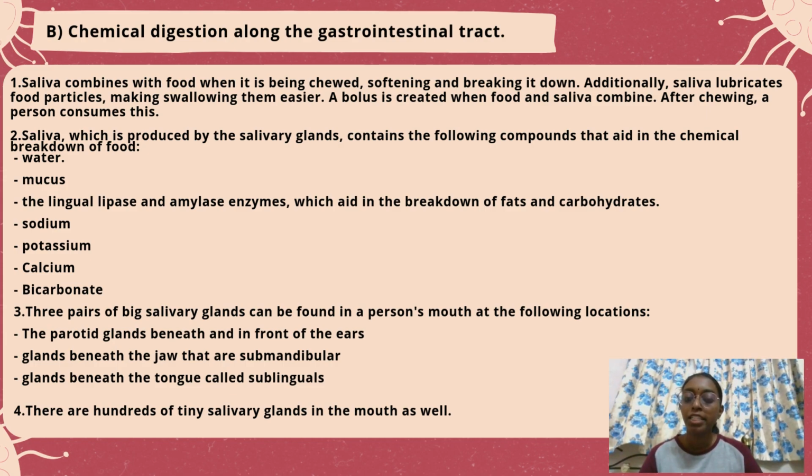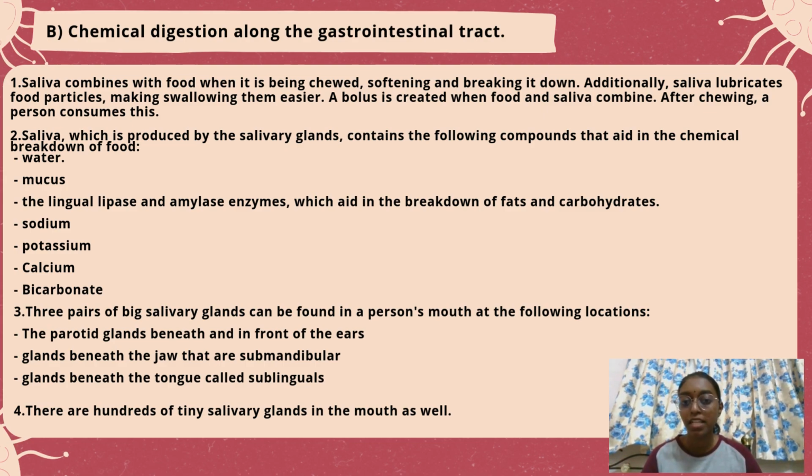B. Chemical digestion along the gastrointestinal tract. The saliva combines with the food when it's being chewed, softening and breaking it down. Additionally, saliva lubricates food particles, making swallowing them easier. A bolus is created when food and saliva combine. After chewing, the person consumes this.